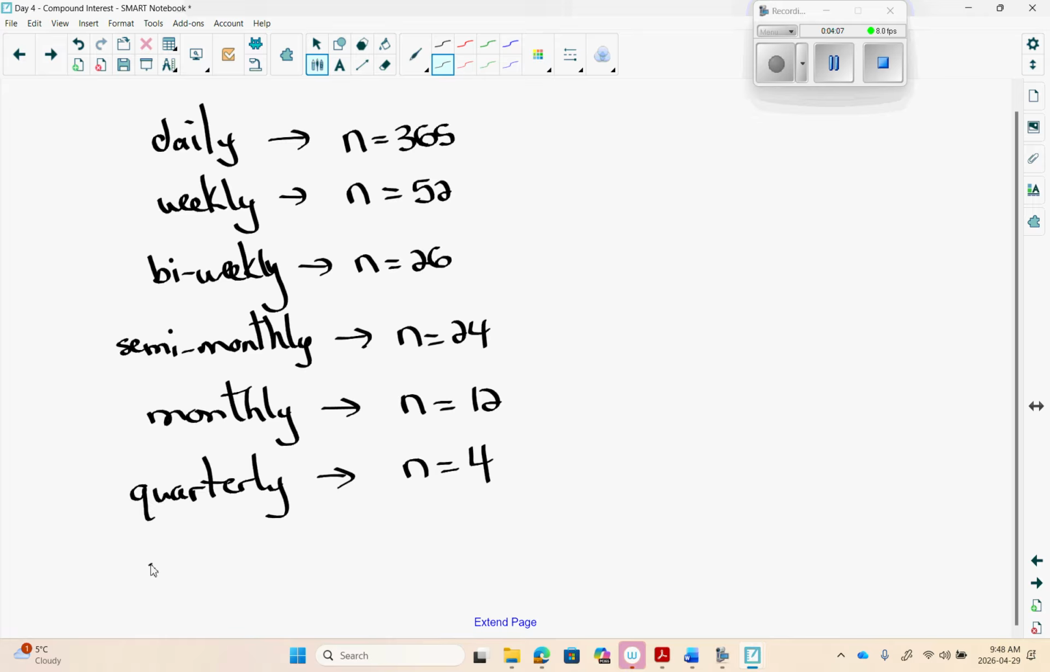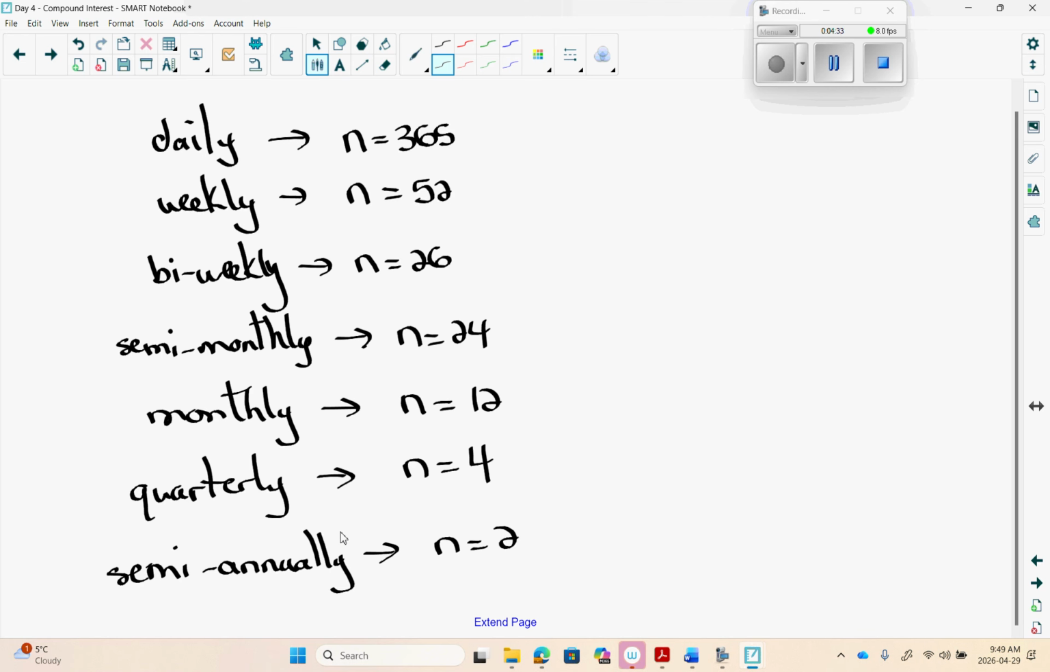And there's semi-annually. There's another one that you'll see often. That's twice a year. N would equal 2. If it just says annually, interest is only being compounded once a year. Make sure you have those, and then I'll show you how to sort it all out.